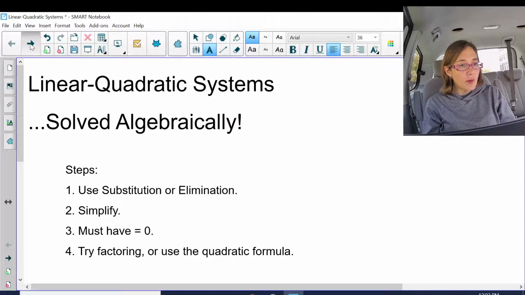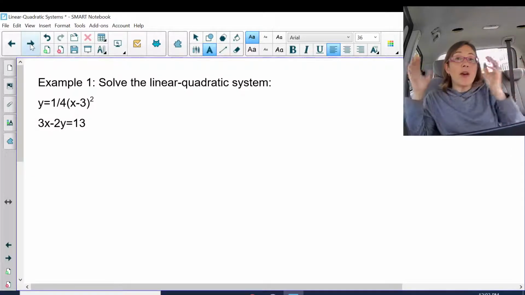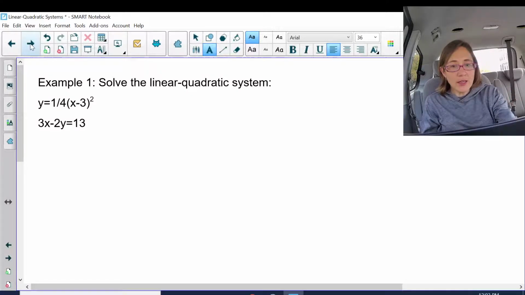So our first example has y equals 1/4 times the quantity x minus 3 squared as our parabola, and our line is going to come from 3x minus 2y equals 13. So I would like to solve this with substitution today. I noticed in my first equation it says y equals, so if you have y equals blah blah blah or x equals blah blah blah, remember that means you can make a trade happen. You can take the y and replace it with whatever it's equal to. So that's what we're going to do here.